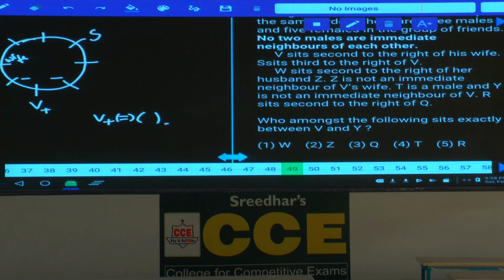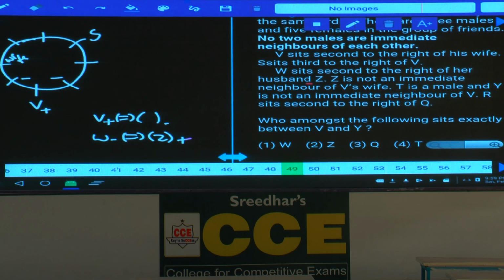Clear now? And W sits second to the right of her husband. Now W is married, and W is seated second to the right of her husband. Now tell me what could be the position of this W. Her husband Z is also clearly given, isn't it? Now W sits second to the right of her husband Z, and Z is not an immediate neighbor of V's wife. Hence Z cannot be in these two places.